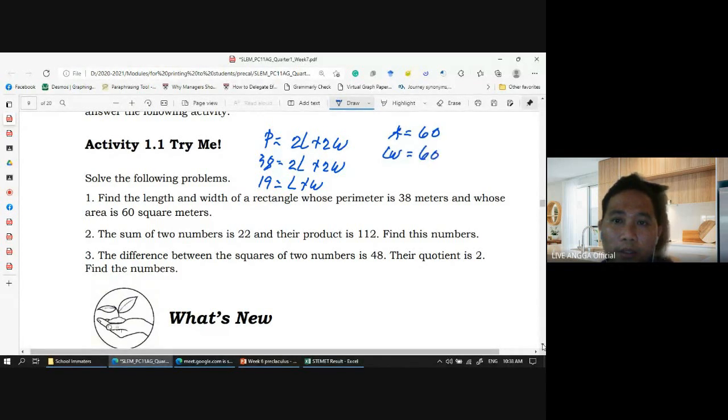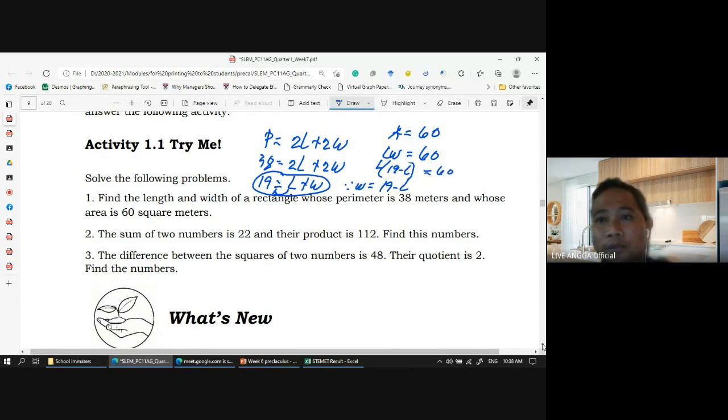That is 60. Ang dito naman natin, kung kukunin natin ang width niyan, therefore width is equal to 19 minus L. No? Ilipat na to ng L. So that is 60, and therefore we've got 19L minus L squared is equal to 60. So pwede natin kukunin L squared minus 19L plus 60 is equal to 0.